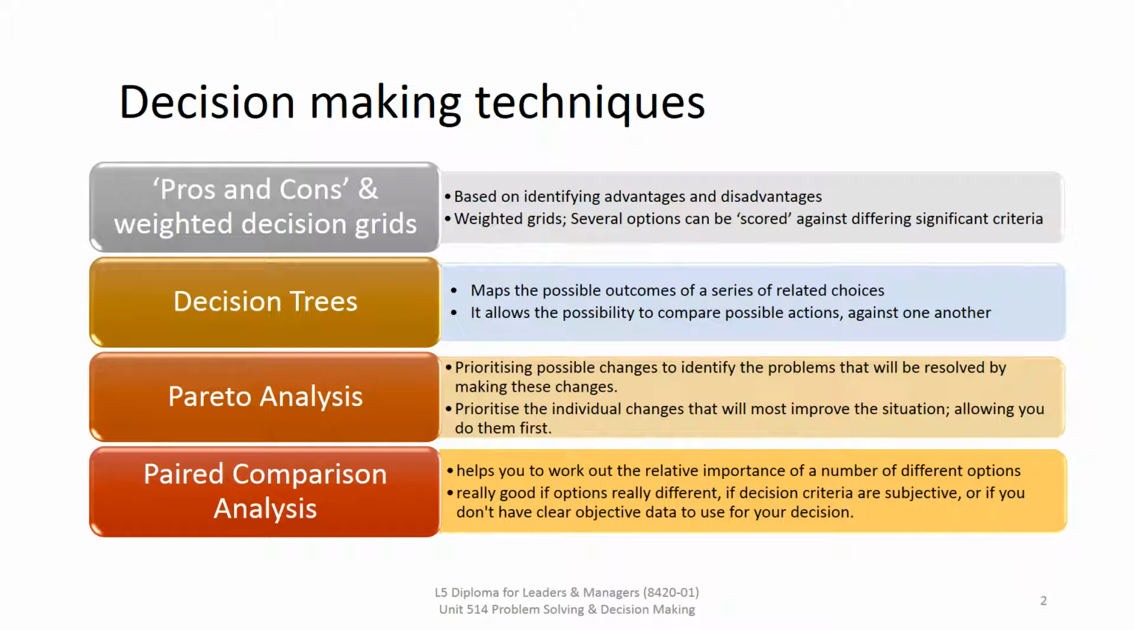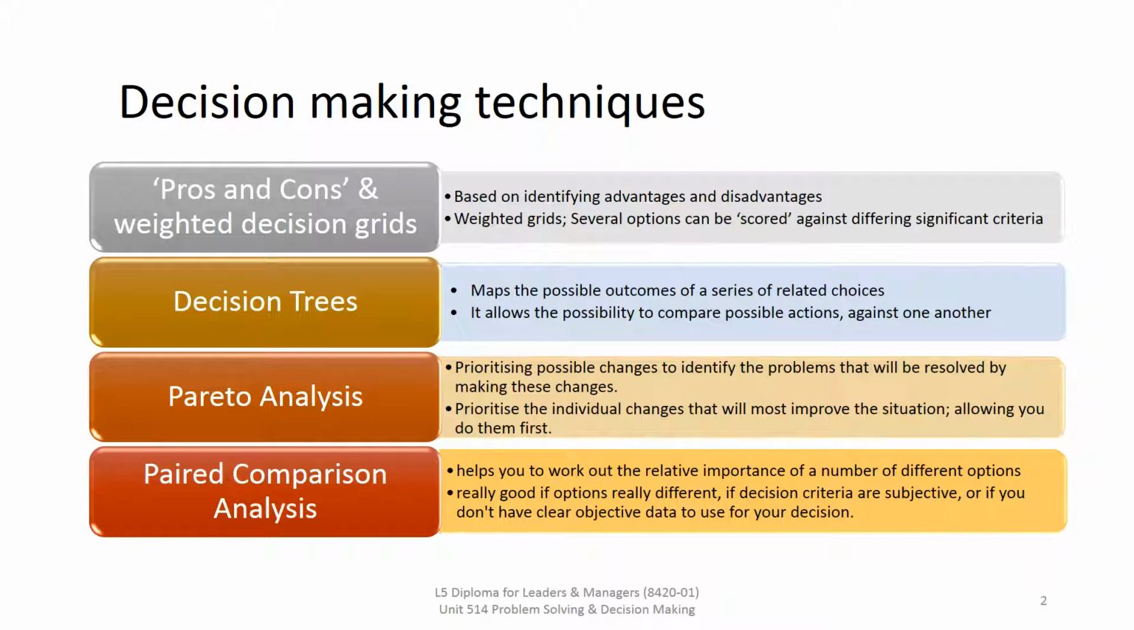But weighted grids is where you can have several options and you can score them against each other and make some sort of decision. We're then going to move on and look at decision trees, which is really about mapping out possible outcomes with a series of choices, and it does allow you to compare a multitude of things in one area and comes out with an outcome.